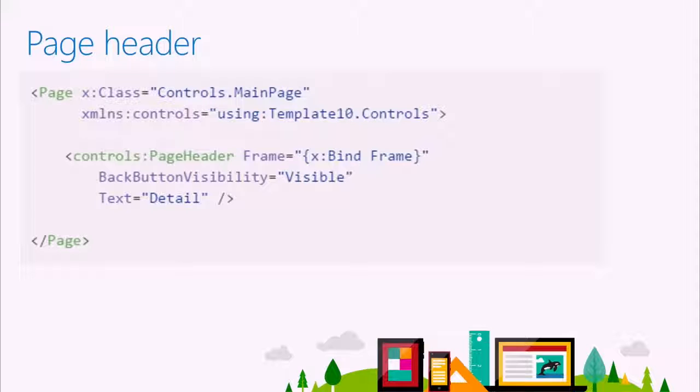So this is doing 3 things. It's setting the title to details, showing the back button, and then enabling the back button by setting its frame. If there is no way to navigate back, then that button is completely invisible. So don't think it's going to be disabled. It'll actually be hidden, which is terrific.